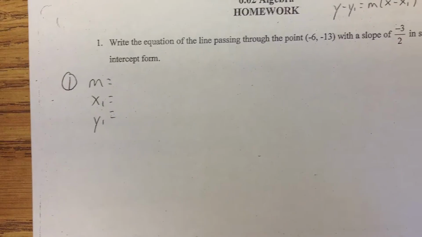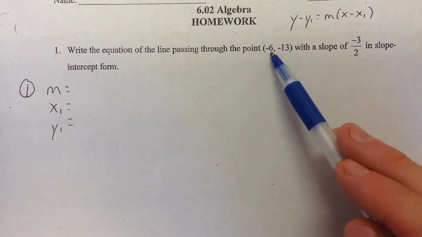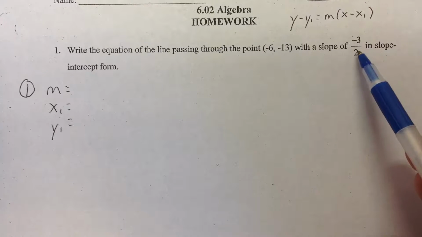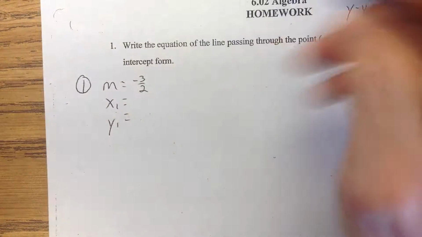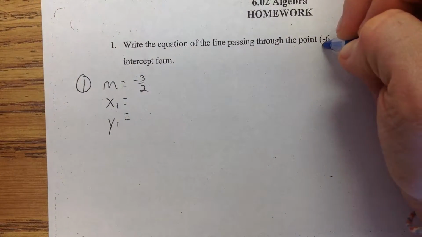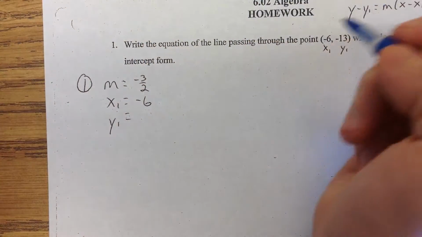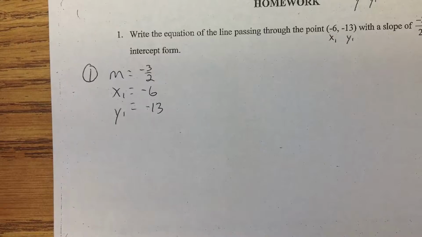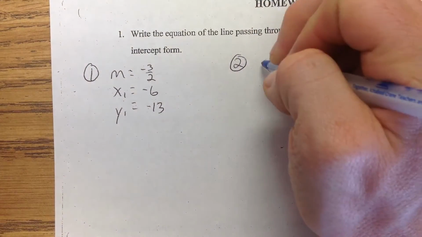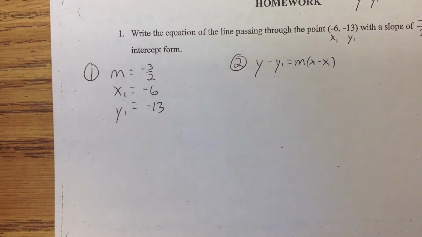In this one, it tells us the m. Right here, it says, write the equation of a line passing through the point -6, -13 with a slope of -3/2 in slope-intercept form. So our m is -3/2. Our x1 is going to be the -6 because when you have a point, the x comes first and the y comes second. And then our y1 is going to be -13. So step one is just gathering the information you need: m, x1, and y1. Step two is to write out the formula: y minus y1 equals m times x minus x1.